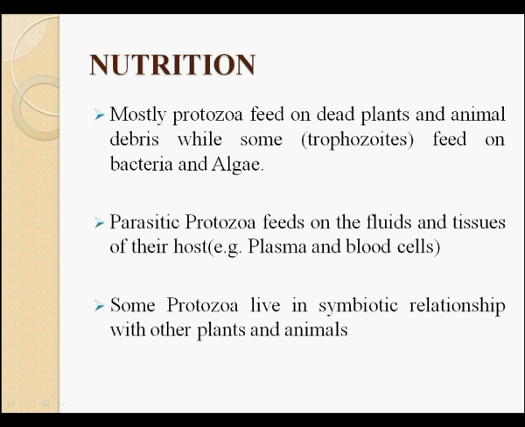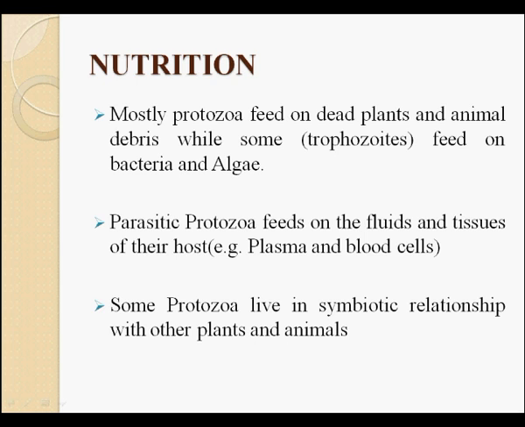Nutrition. As we know, the protozoans are heterotrophic, so they feed on dead plants and animals' debris. So we can also say that they are saprophytes, while some trophozoites feed on bacteria and algae. Parasitic protozoa feed on fluids and tissues of the host. Like the tissue can be plasma and blood cells, and the host can be any animal or a human being.